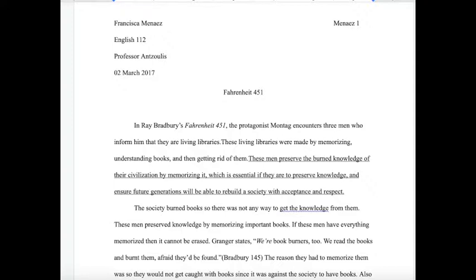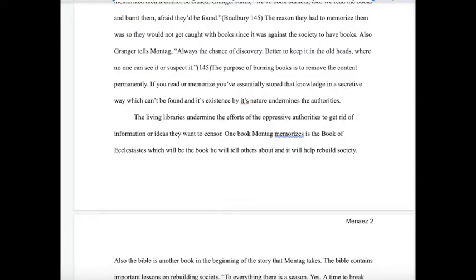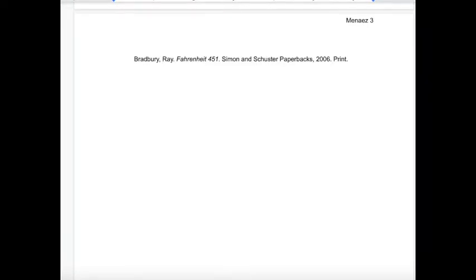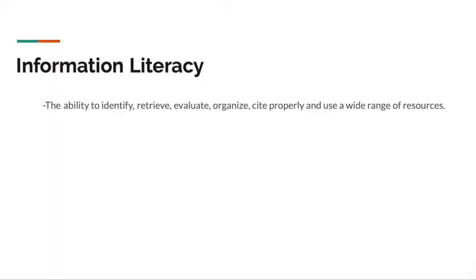Granger states, "We are book burners too. We read the books and burn them, afraid they'd be found." And then I cited which page that quote was on. So they talked about why they burned books, and basically they didn't want society to know what these books had in them. So that's what I did for that. And then at the end, I just cited the book that we read, which was by Ray Bradbury.